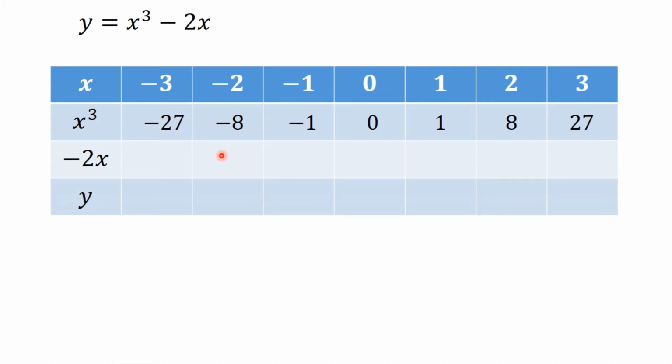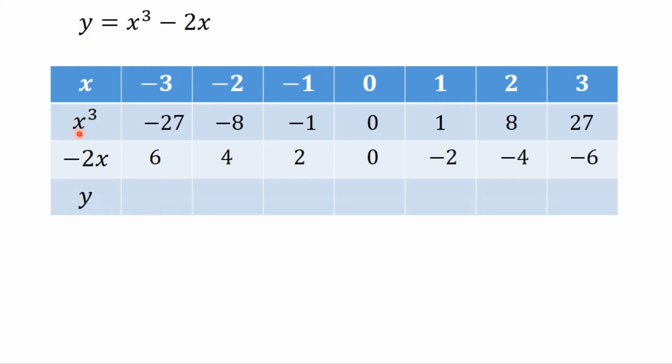Now once I've done this, I'm also going to do separately negative 2x. Now notice that means negative 2 times x, which means we're going to again have to be extra careful because I need to do negative 2 times negative 3 to fill in that first box. So negative 2 times negative 3 is 6. Then negative 2 times negative 2 is 4. Negative 2 times negative 1 is 2. Negative 2 times 0 is 0. Negative 2 times 1 is negative 2. Negative 2 times 2 is negative 4. And negative 2 times 3 is negative 6.